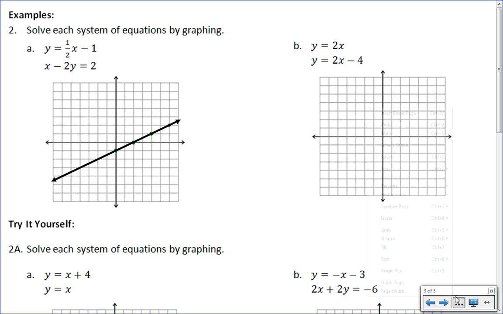Okay, there's the first line. And then the second one is not in slope-intercept form. So we've got a couple options here. We could try to solve this for y to put it into slope-intercept form, which is actually kind of difficult. Or we could try to graph it by creating a table of values.